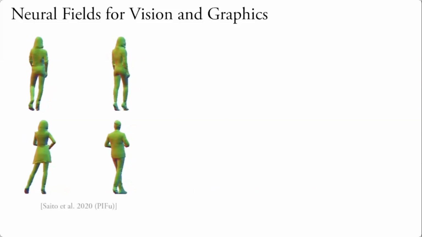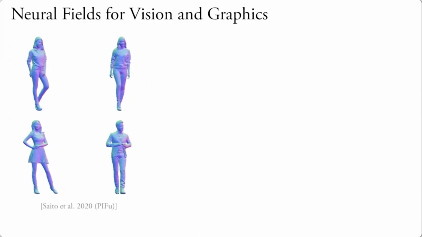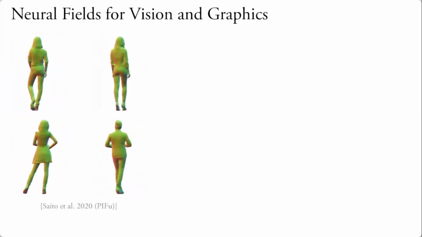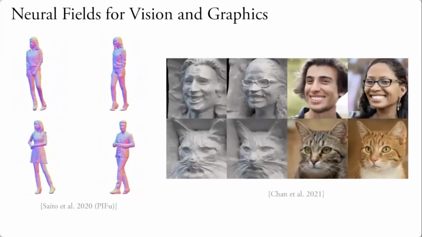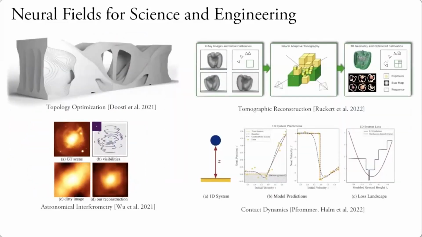We can also apply these neural field methods for representing human beings and producing very detailed shape and appearance of human beings, including things like adapting these to generative models to be able to make new instances of people or, as expected, cats. The applications are not strictly limited, so they could also be used for many different science and engineering tasks, such as topology optimization, tomographic reconstruction, estimating contact dynamics, or even things like astronomical interferometry.